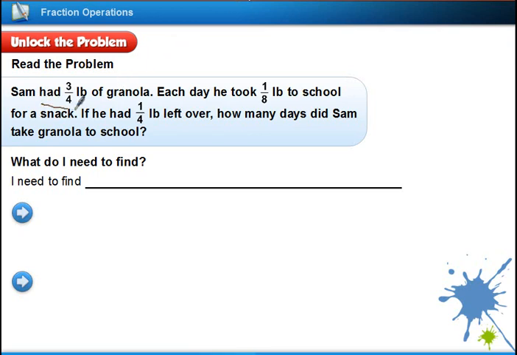Sam had 3/4 pound of granola. Each day he took 1/8 pound to school for a snack. If he had 1/4 pound left over, how many days did Sam take the granola to school? What do I need to find? Well, I need to find how many days did Sam take the granola to school.